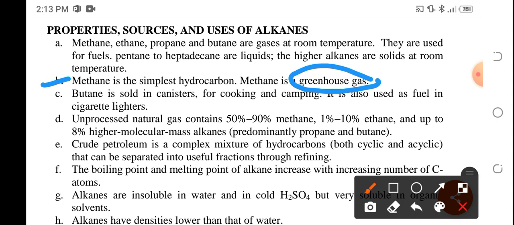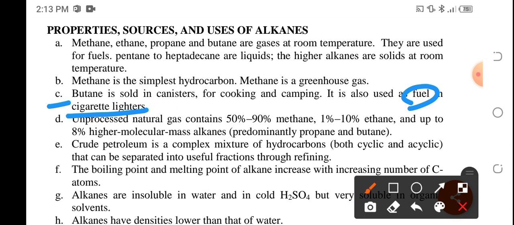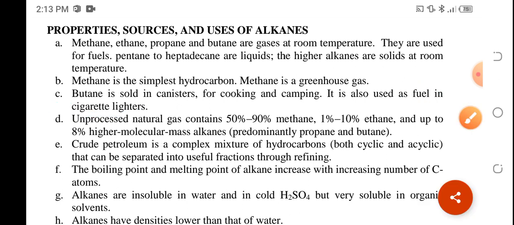And common alkanes are butane. They are sold in canisters and are used for cooking and camping. So yung mga nag-samgyupsal dyan, yung gas na nandun sa paglulutuan ay butane. Also, butane is known as the fuel for lighters. Okay, cigarette lighters.